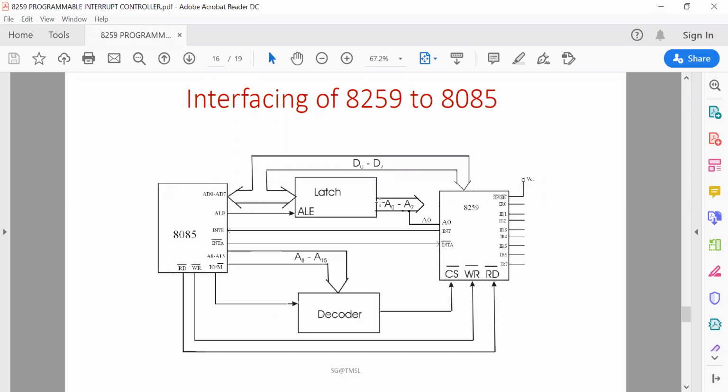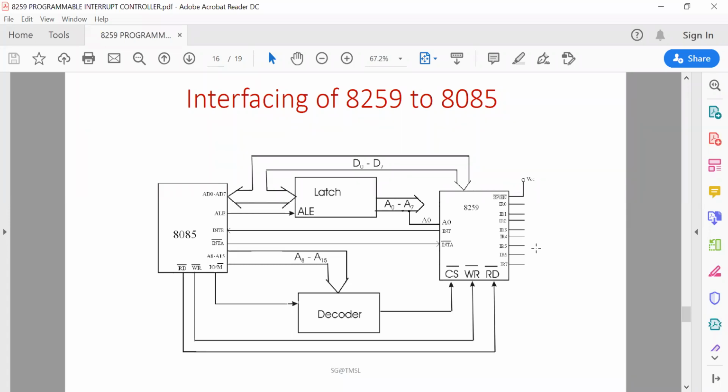Now, unused IR inputs. If 8 devices are not connected through these 8 IR lines, and only 4 or 5 lines are connected, then the unused IR inputs must be tied to the ground in order to avoid noise being recognized as an interrupt signal. If they are left open, the erroneous signal will be processed, and that can be accepted as a type of interrupt signal.